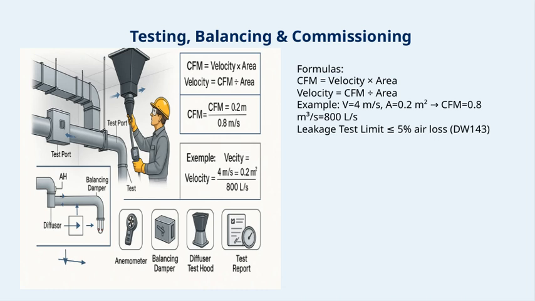Another critical point is leakage testing. The standard limit for air loss is less than or equal to 5%, according to DW 143. Maintaining this limit ensures energy efficiency and proper system performance. Remember, these formulas and limits are vital tools in our testing and balancing process, making sure everything runs smoothly and efficiently, aligning with our overall goal of optimal system performance.